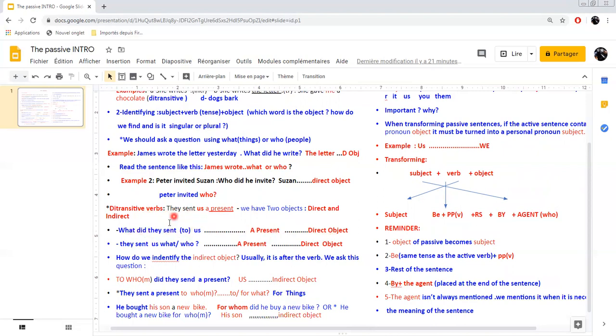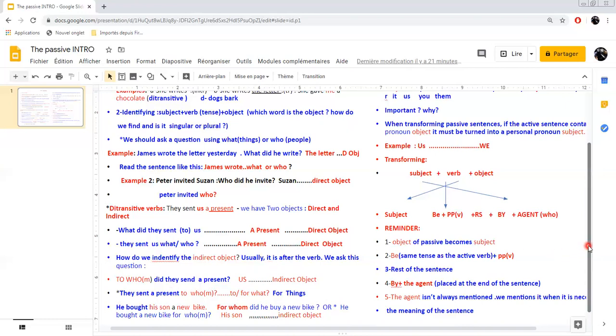Or if you cannot ask the question, you say they sent us what? So it is a present. Once again, this is not correct English, of course, but just to help you find the object. This is that concerning your direct object. Concerning your indirect object, of course, usually it comes after the verb. But we ask the question to identify it.